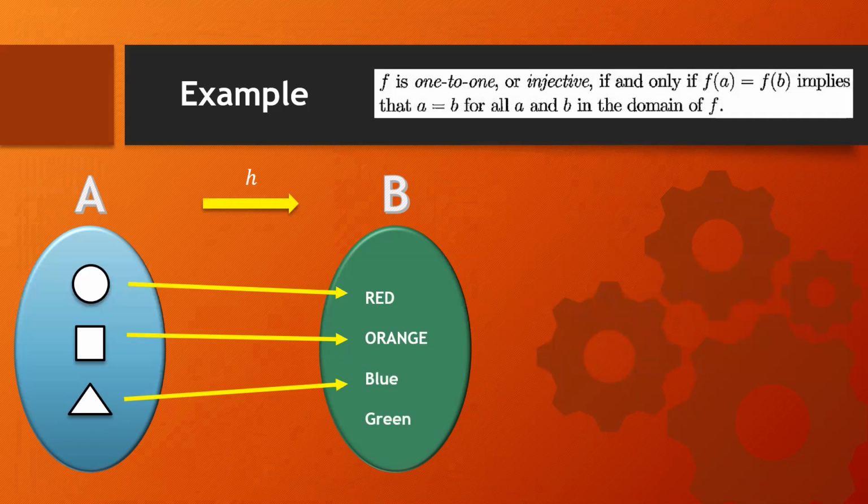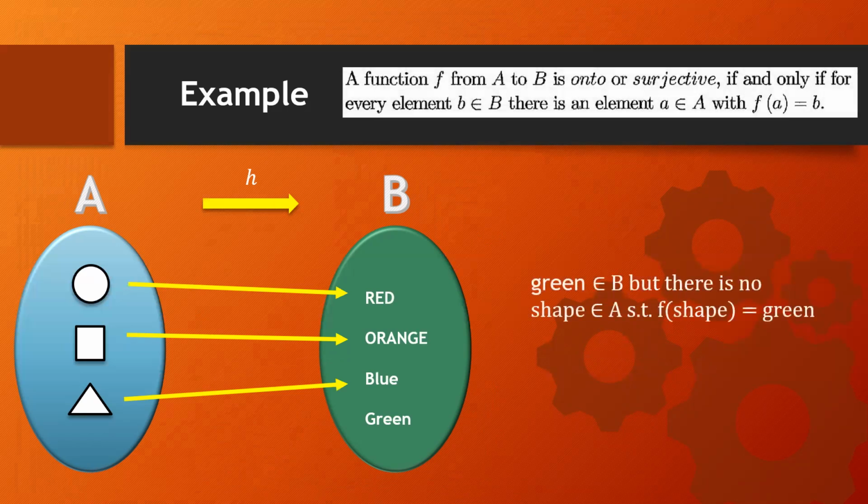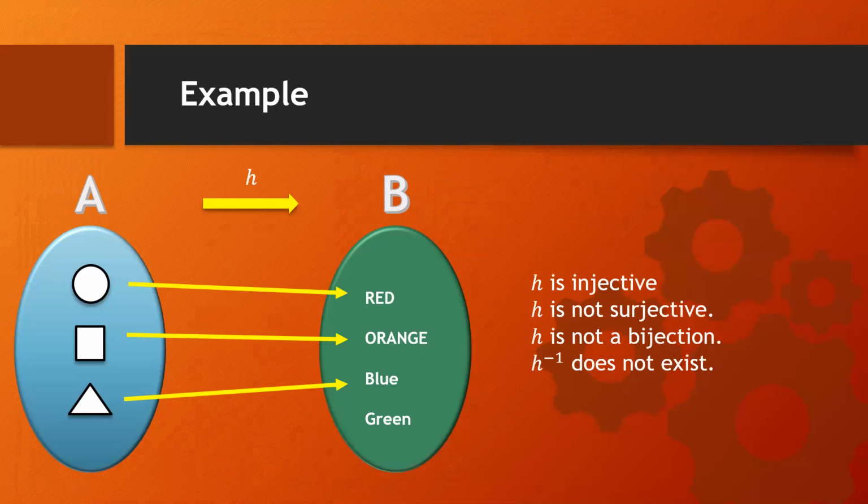Let's try H. Is this injective? Sure. Every single time I map to a color, there's only one shape that maps to that color. Is it surjective? Nope. There's the color green, but there is no shape that maps to that color. So here we get a function that is injective, but not surjective. It's not a bijection because it's not surjective, and so there's no inverse.